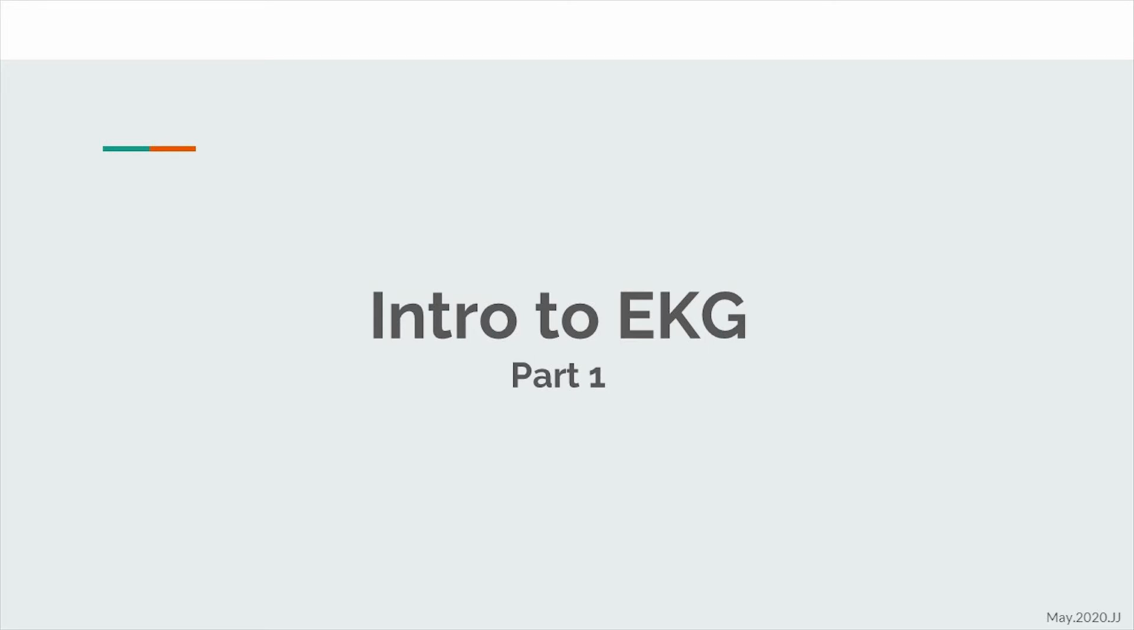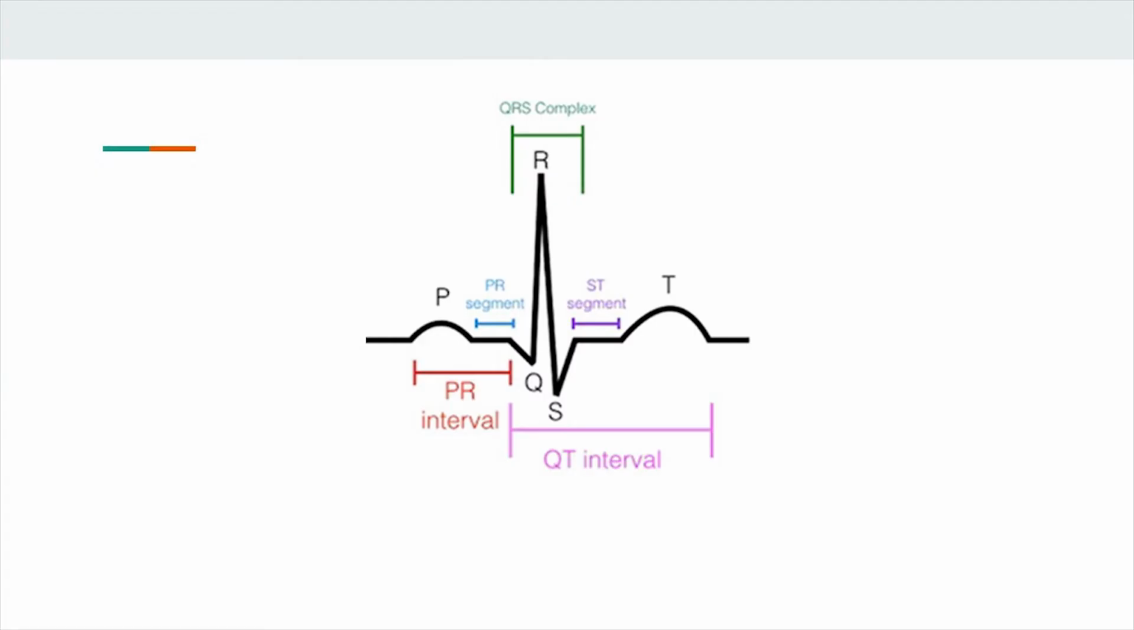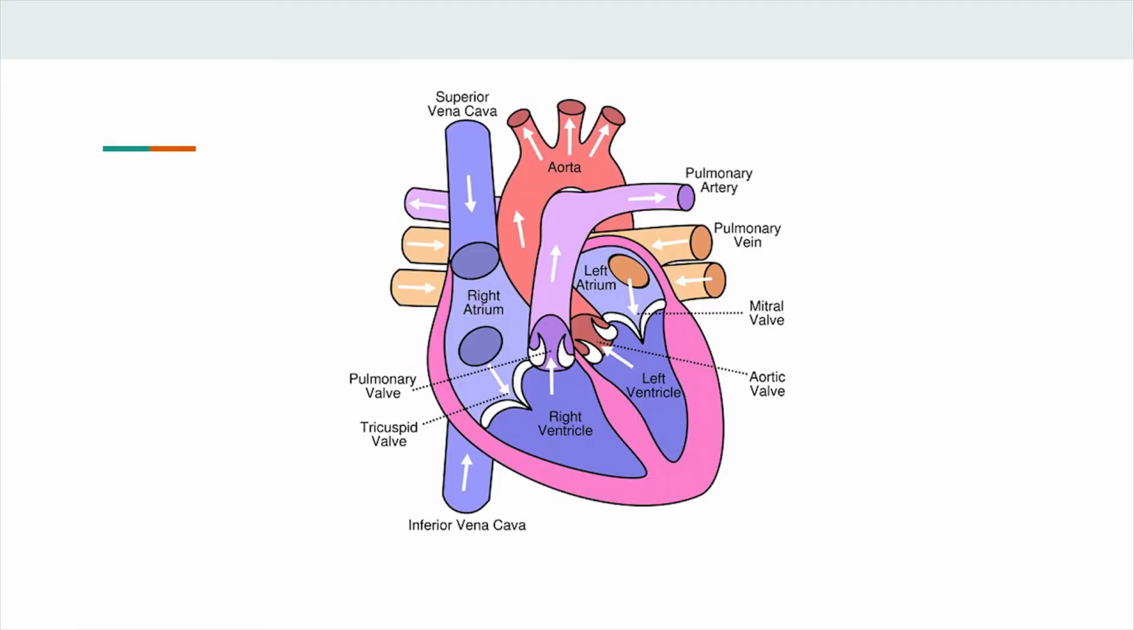This will be part 1 of 3 where we will go over the basics of the EKG. An EKG, or an electrocardiogram, allows us to measure the electrical activity of the heart. But let's first start by reviewing the anatomy of the heart.